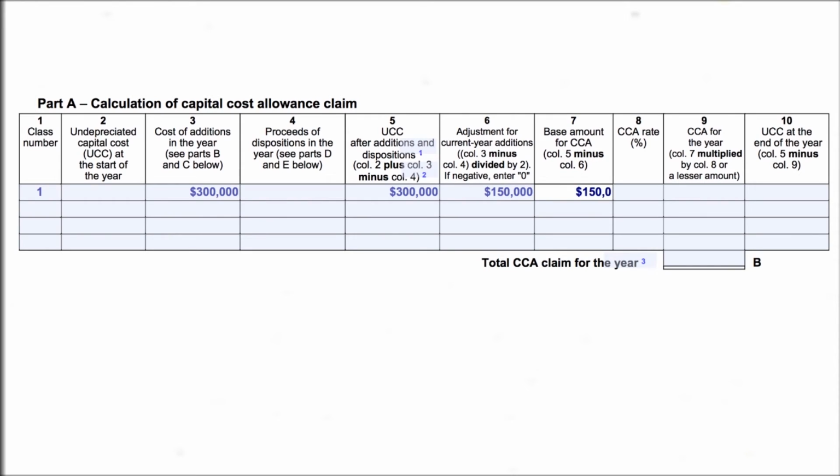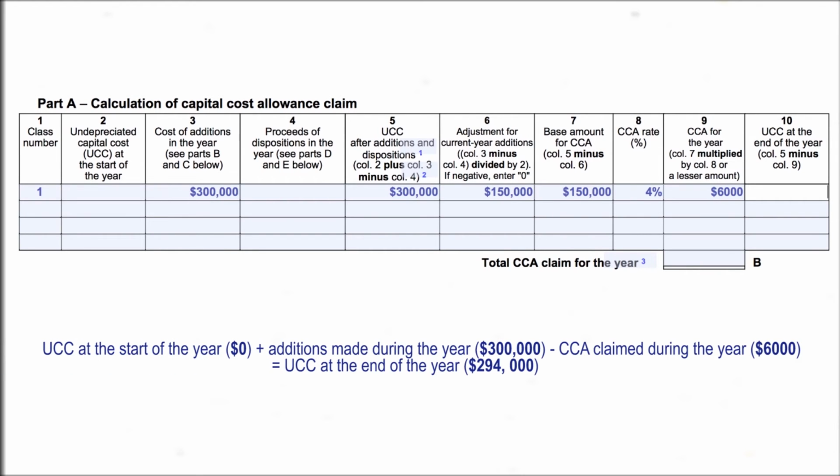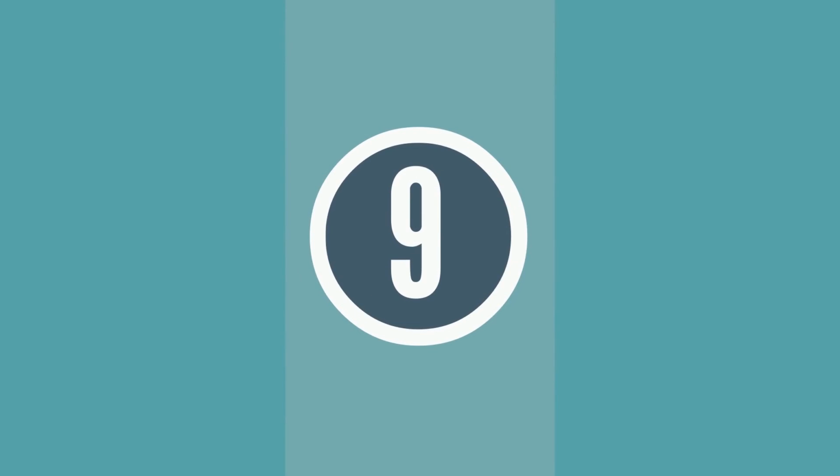In the year of purchase, you can only claim 1/2 of the CCA ordinarily allowed in the year. Enter the same amount in column 7. Column 9 is equal to the CCA rate of 4% multiplied by the base amount for CCA in column 7 of $150,000. This comes to $6,000 in our example. In column 10, enter the UCC at the end of the year. This is the balance remaining to depreciate in future years and is calculated as follows. UCC at the start of the year, plus additions made during the year, less capital cost allowance claimed during the year, is equal to the UCC at the end of the year, or $294,000 in this example.